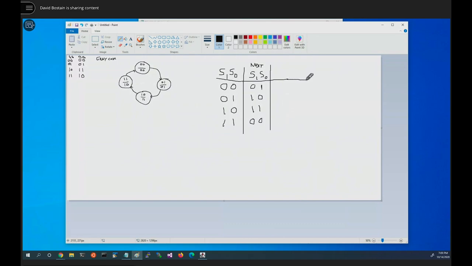Now, the next thing we need to consider is what type of flip-flop we're going to use. And let's say that the teacher told us we need to use T flip-flops. We know the truth table for a T flip-flop over here. And we know we have a T, and we have its output Q. T can either be a 0, or it can be a 1. If it's a 0, nothing changes. If it's a 1, Q becomes toggled.